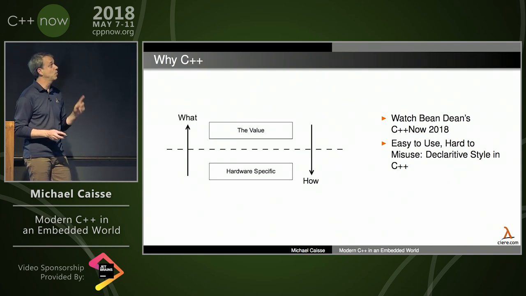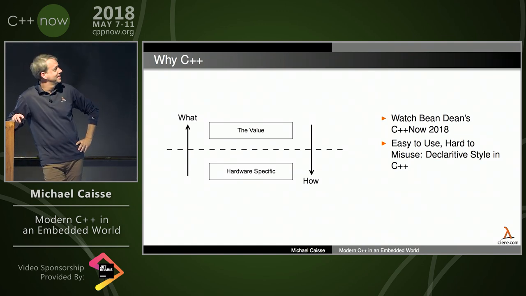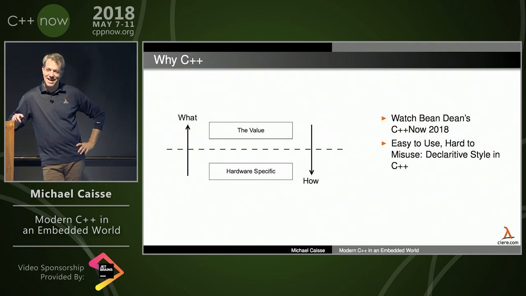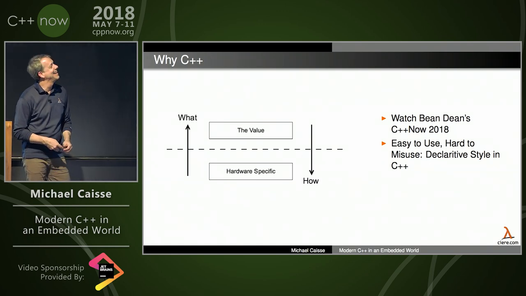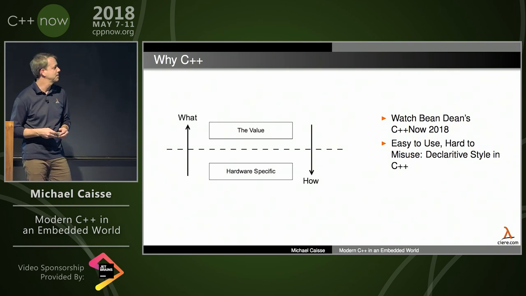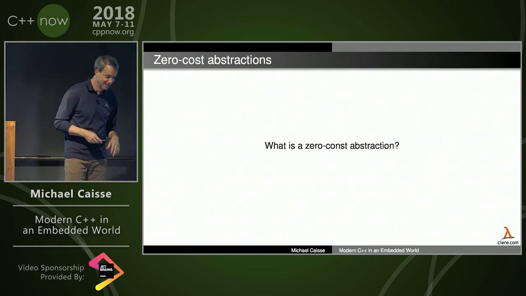All right, so if you haven't seen it, watch Ben Dean's. Oh, that's almost embarrassing. Well, anyhow, everybody call him Bean. From now on, Bean. Yep. And his talk was easy to use, hard to misuse, declarative style in C++. All right. So we'll get that later.